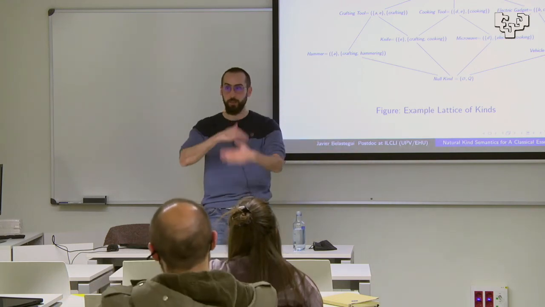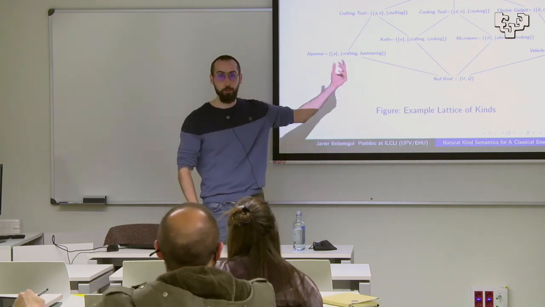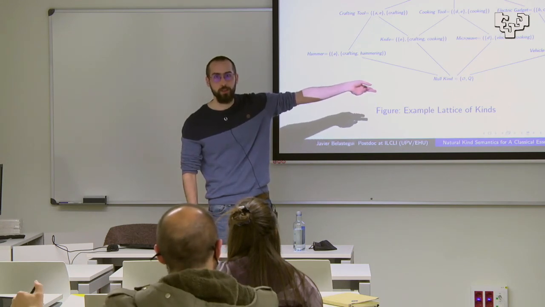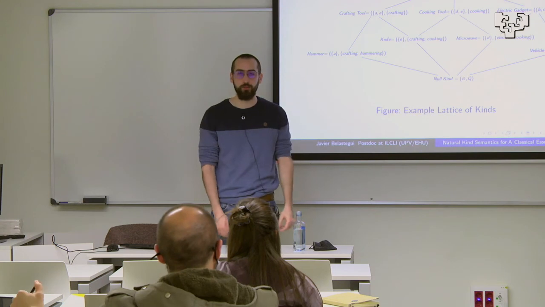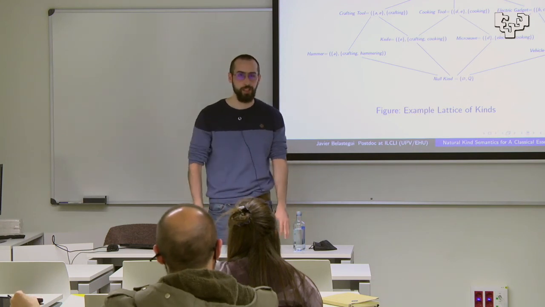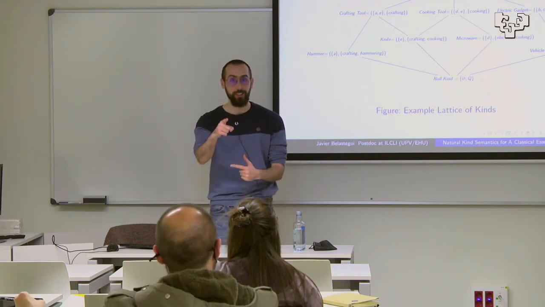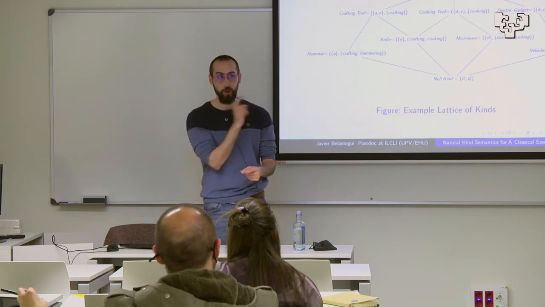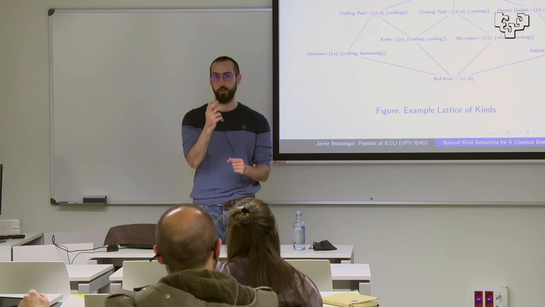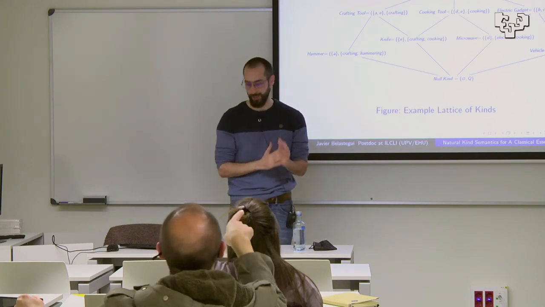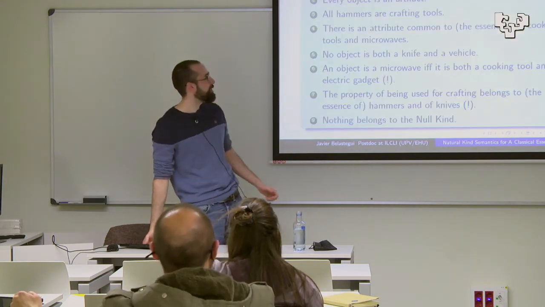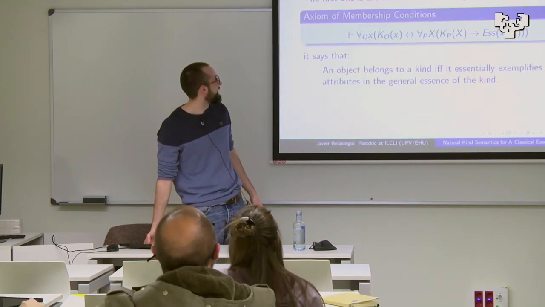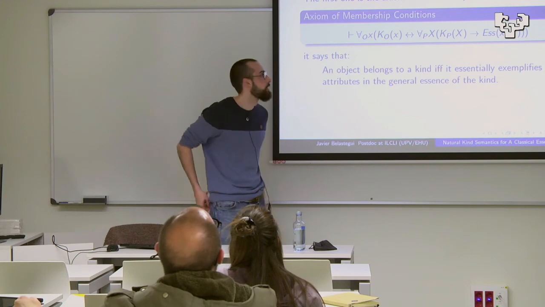But let me go the other way around. If you buy classical logic and you buy the two axioms, then every object belongs to a kind, and that is a theorem. So if you want otherwise, you have to reject either classical logic or one of the two axioms, and you can do that. Can we see the two axioms? Yes, I want to. Yeah, so this is the first one.